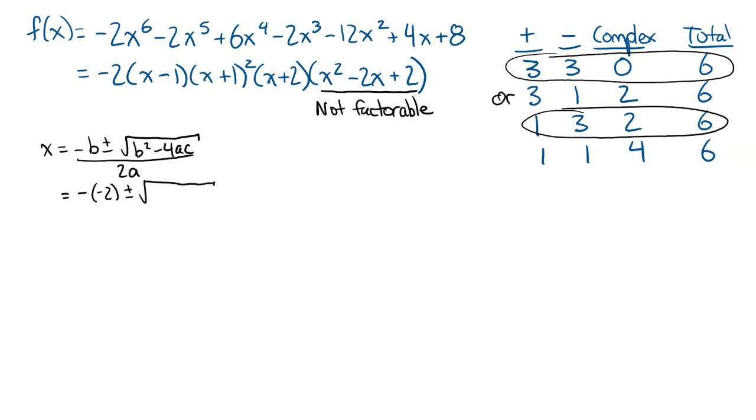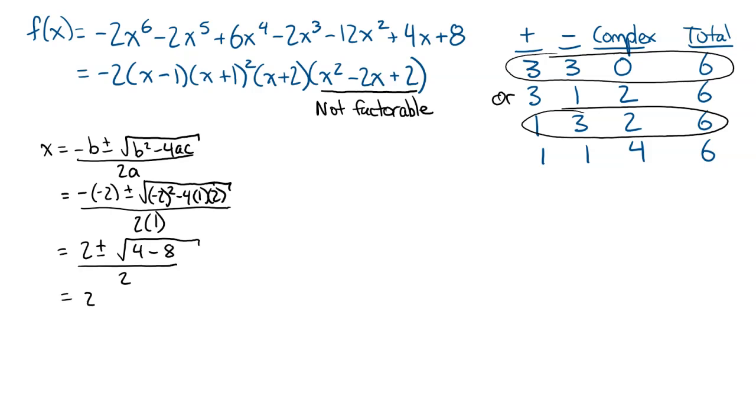Let's go ahead now and substitute in those coefficients. B is negative 2, A is 1, and C is 2. And we divide that all by 2a. And so what we get is positive 2 plus or minus the square root of 4 minus 8. Now, 4 minus 8, you're starting to see, hopefully, that that is going to give us complex roots. It's going to give us the square root of a negative number, negative 4 to be exact.